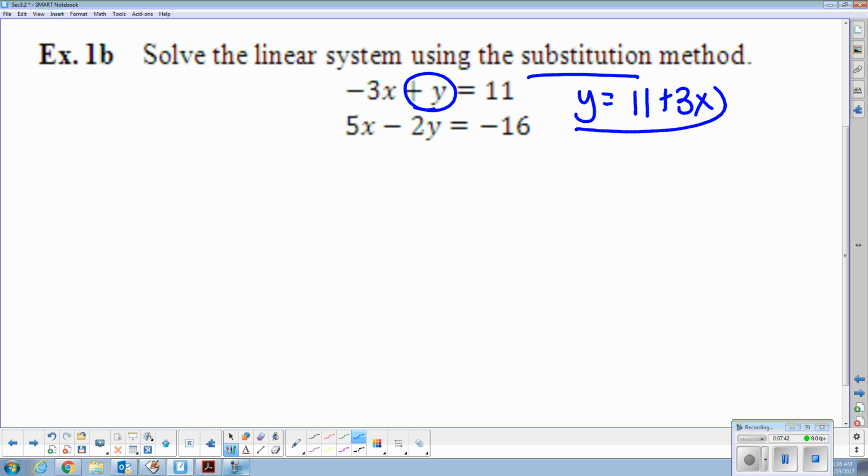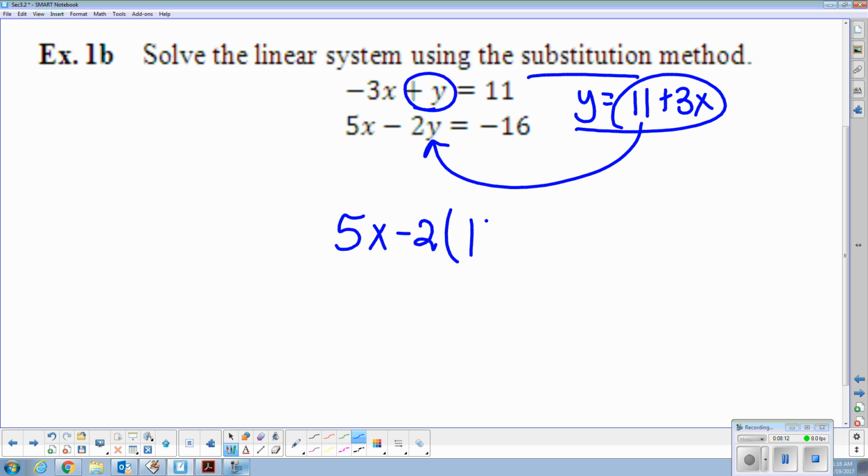And then this value for y, 11 plus 3x, you can substitute into the second equation. So instead of saying 5x minus 2y, you're saying 5x minus 2 times 11 plus 3x. It's the same thing, 11 plus 3x is y, but this way you'll be able to solve for your x value. So 5x minus 2 times 11 plus 3x equals -16.